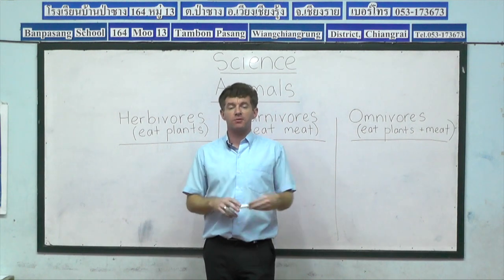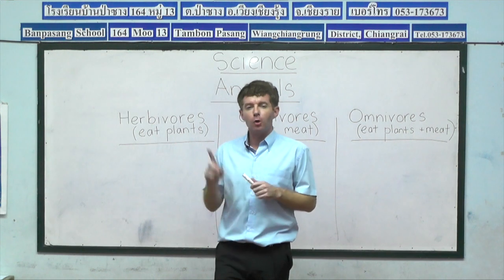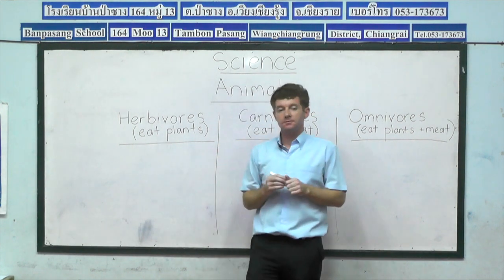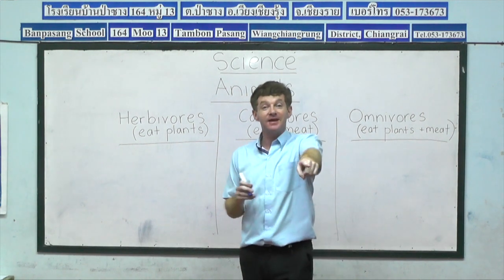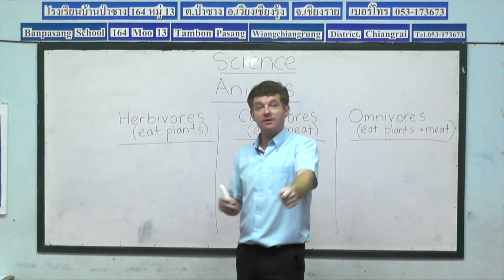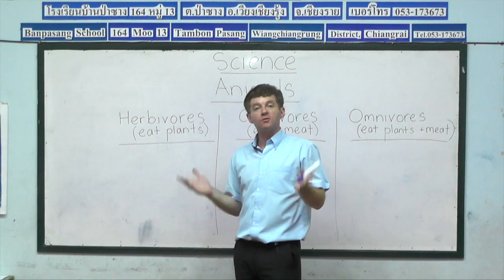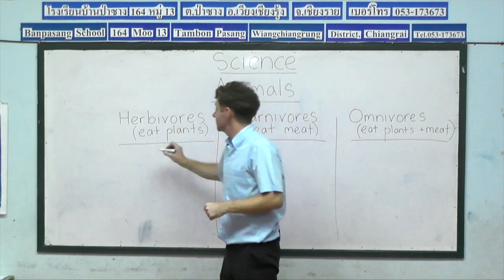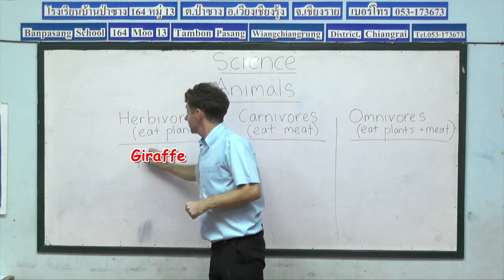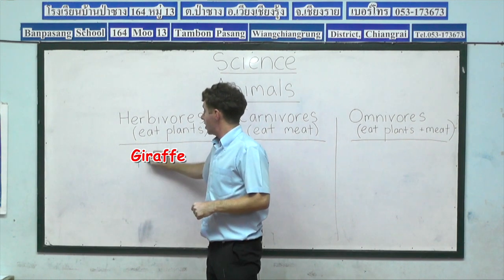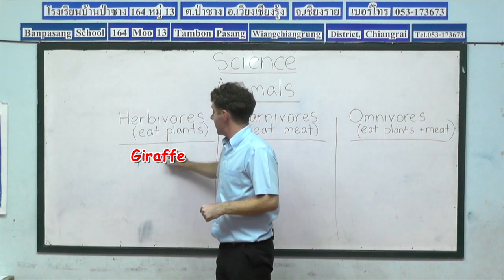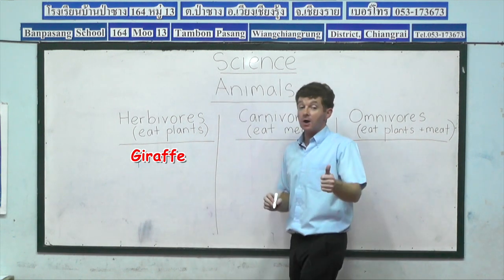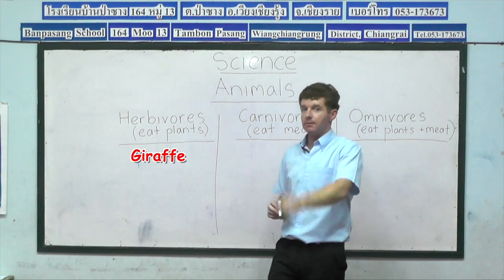They can eat both. So now let's try to think. Who can give me one example of a herbivore? A giraffe. Excellent. A giraffe is an animal that eats plants. So the giraffe belongs in the herbivore category. G-I-R-A-F-F-E. Excellent. Great start. Giraffe is a herbivore.